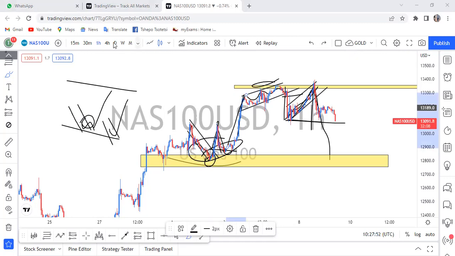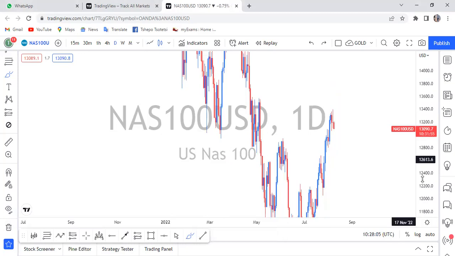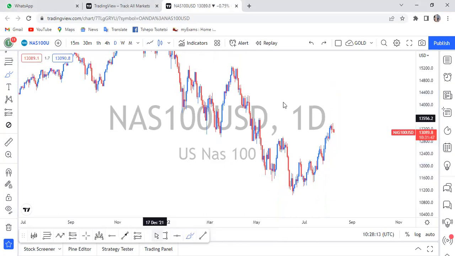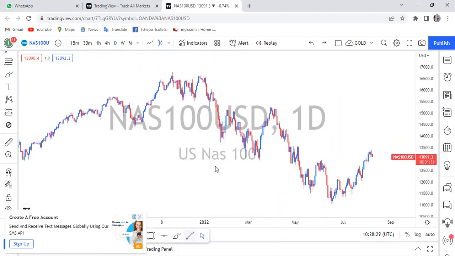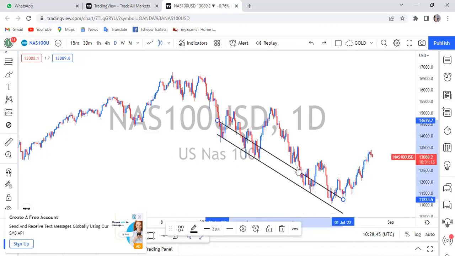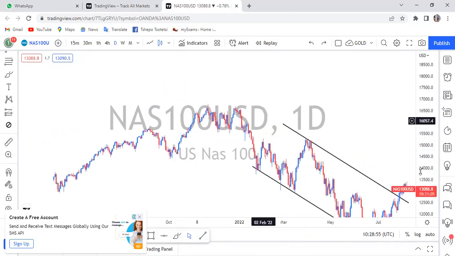Okay, guys, remember the strategy that I showed you, how we trade NASDAQ. Let me remove all the drawings. So let's see NASDAQ. We can see it's been in a downtrend from here. This was our downtrend. This is a downtrend channel. So we can see now where the breakout is, but this is on a daily.